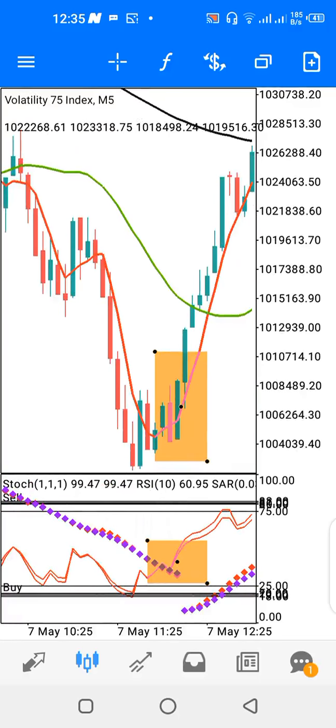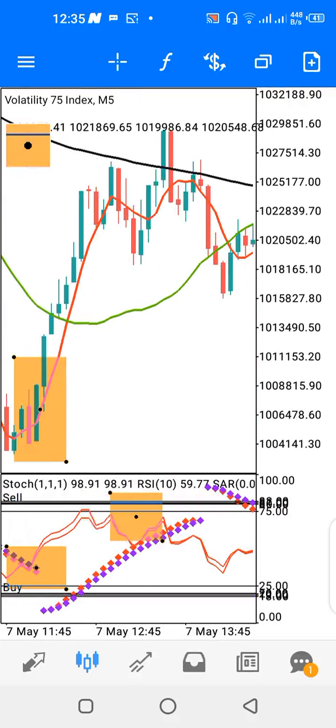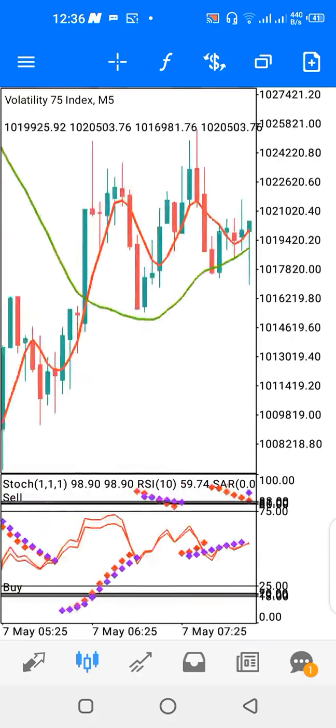So one particular feature is that the red line will always touch the 25 or 20 level. By the time it touches that level and goes up to cross the parabolic SAR, you can always buy. And also for a selling situation, let it touch the 75 or 80 level and then cross down on the parabolic SAR for you to sell. So it's as simple as that.